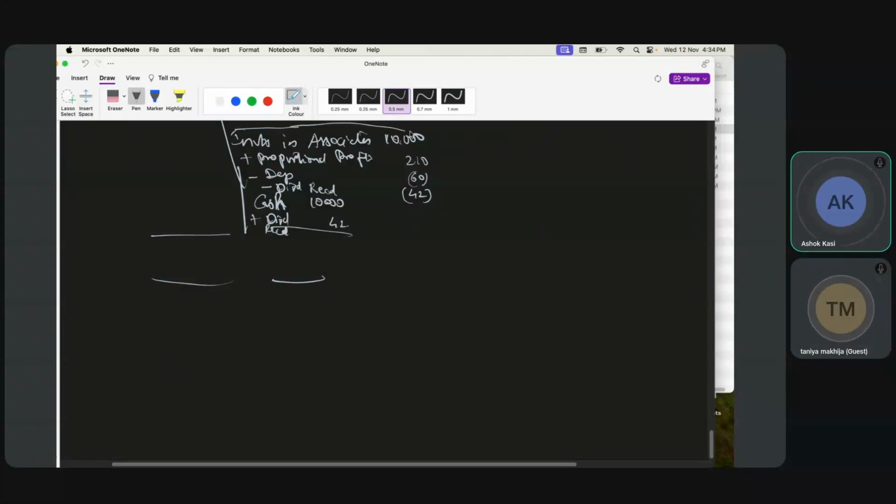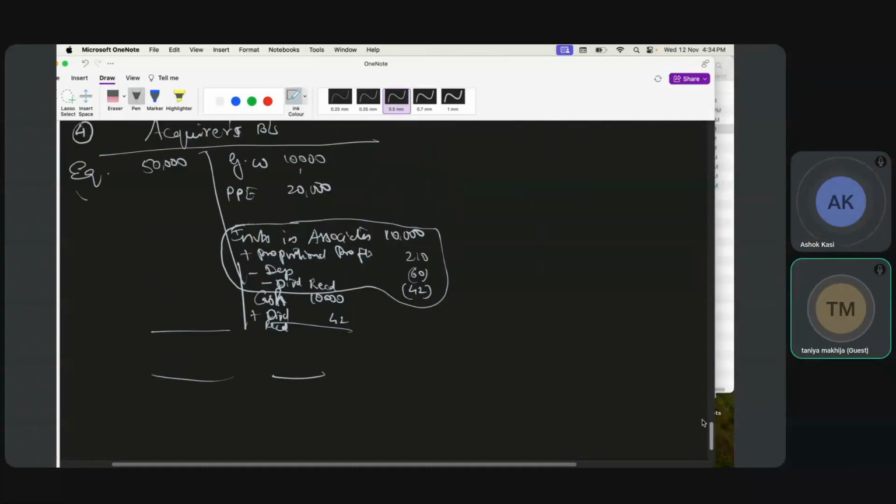So this is 10,000 the balance plus 210 minus 60 minus 42. 10,108. Overall, sir, for investment in associate only. Okay, yeah, 10,108. Okay, yeah, right. Ten thousand 20. Yeah, right.